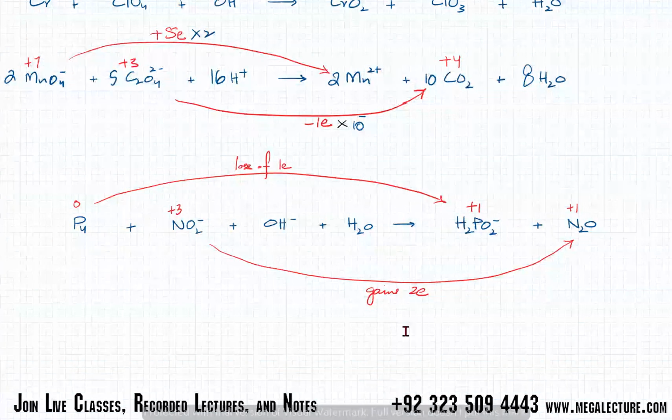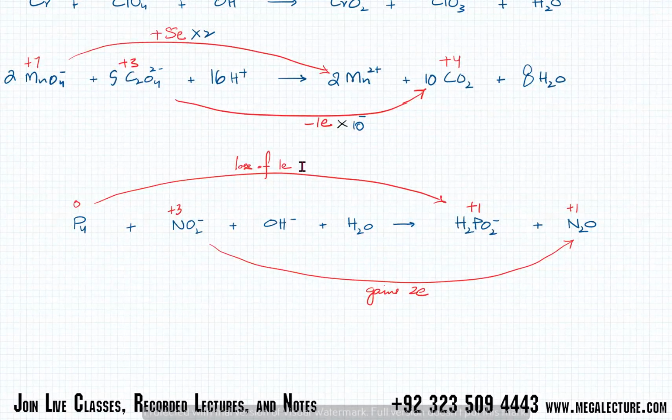Now there are already 4 P's, so I'm going to start with 4 P's. I was talking about just one phosphorus losing 1 electron, but you already have 4 phosphoruses in the equation, so I just multiplied it by 4. To balance the number of electrons gained, this should be multiplied by 2. So there should be 2 N's over here, and there are already 2 N's over here. So now it's balanced. The electrons gained and lost are equal now.